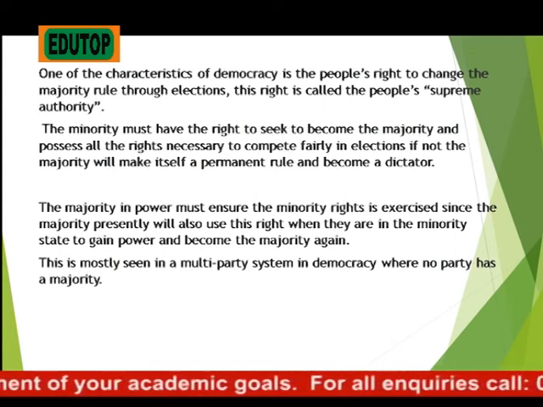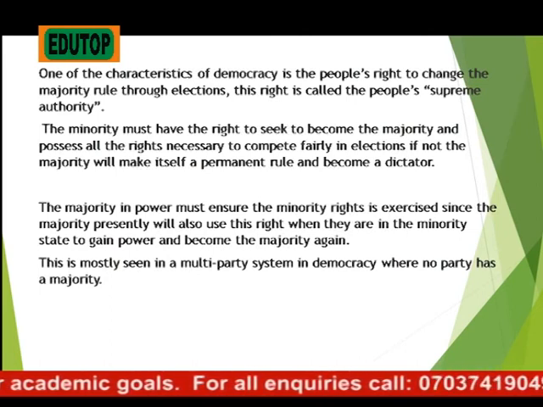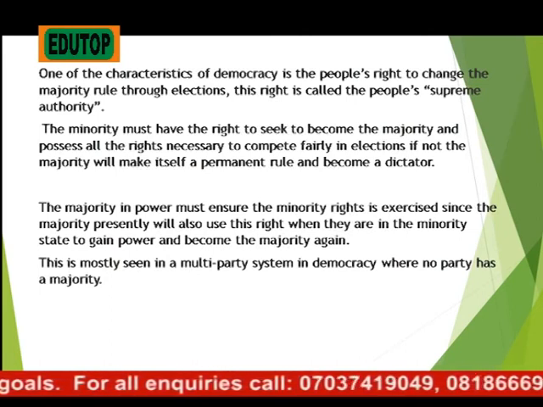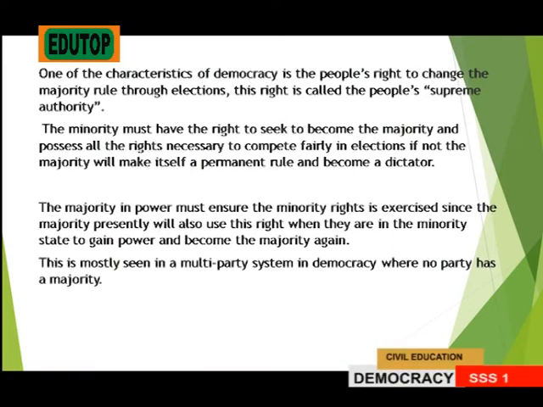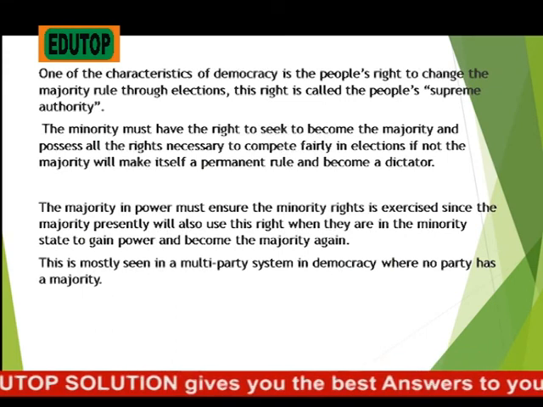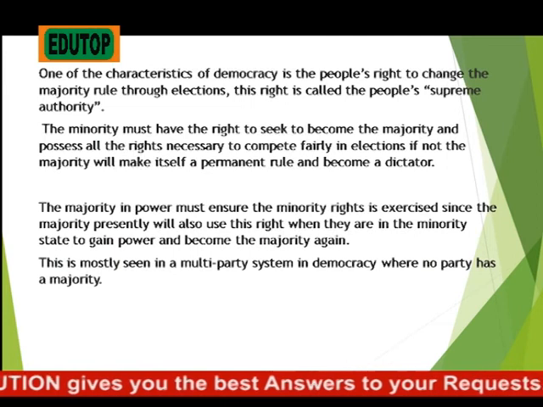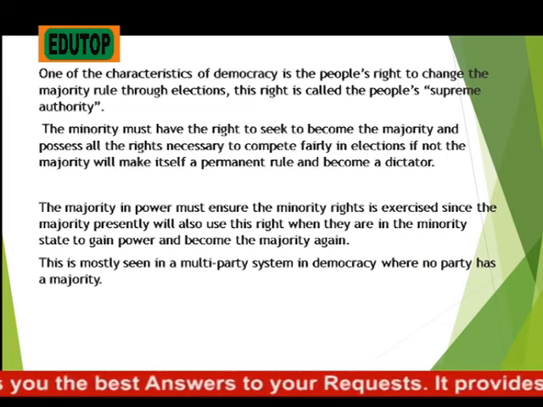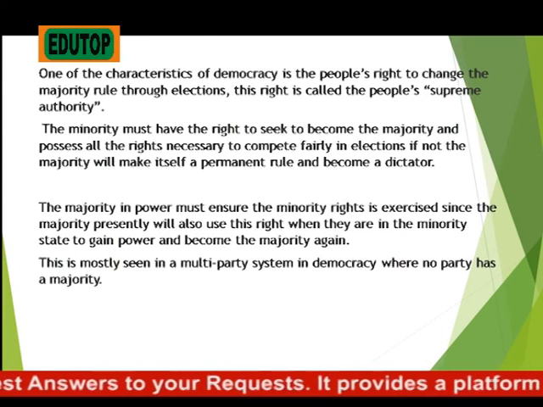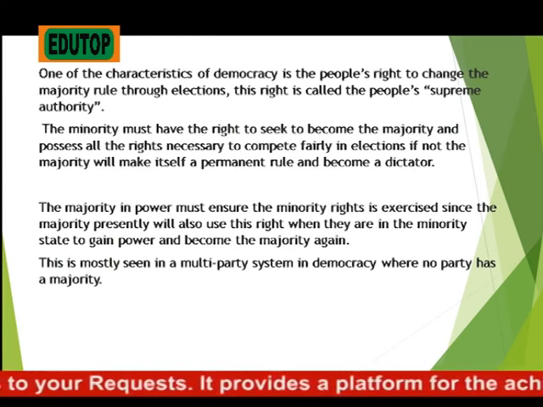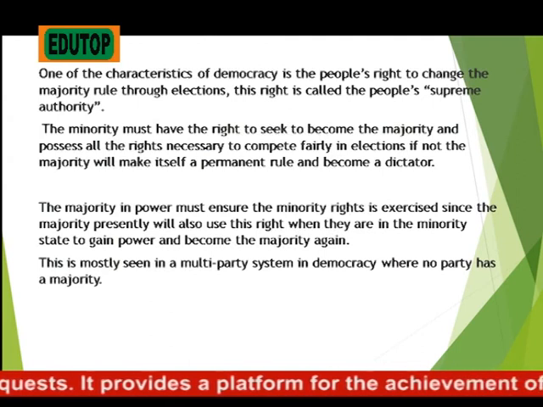The majority rule in power must ensure the minority rights are exercised, since the majority presently will also use this right when they are in the minority state to gain power and become the majority again. This is mostly seen in a multi-party system in democracy, where no party has a majority. This simply means that the section that is in charge of the rule currently would be termed the majority rule, and the other section will be termed the minority.